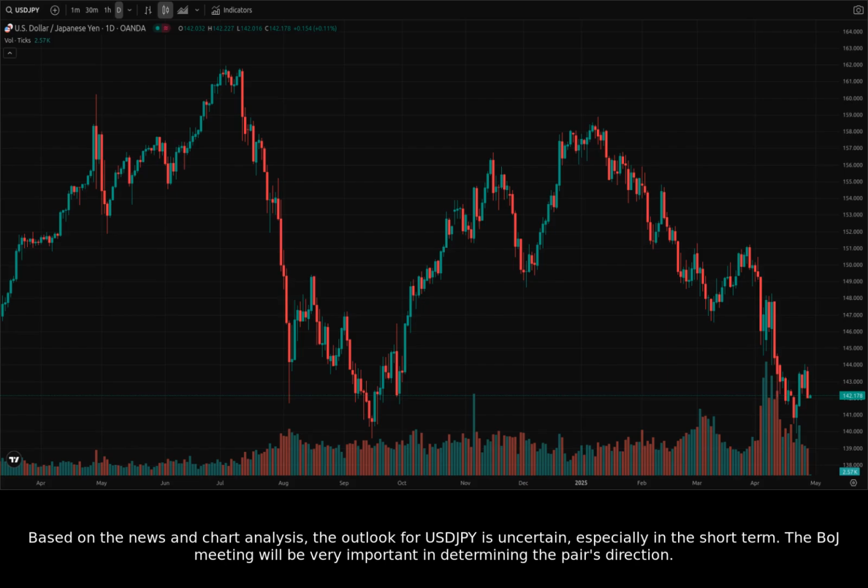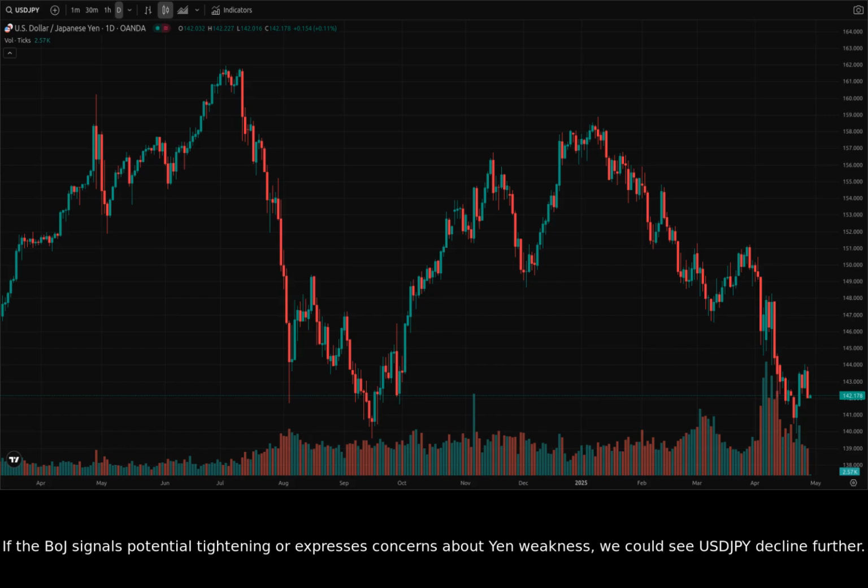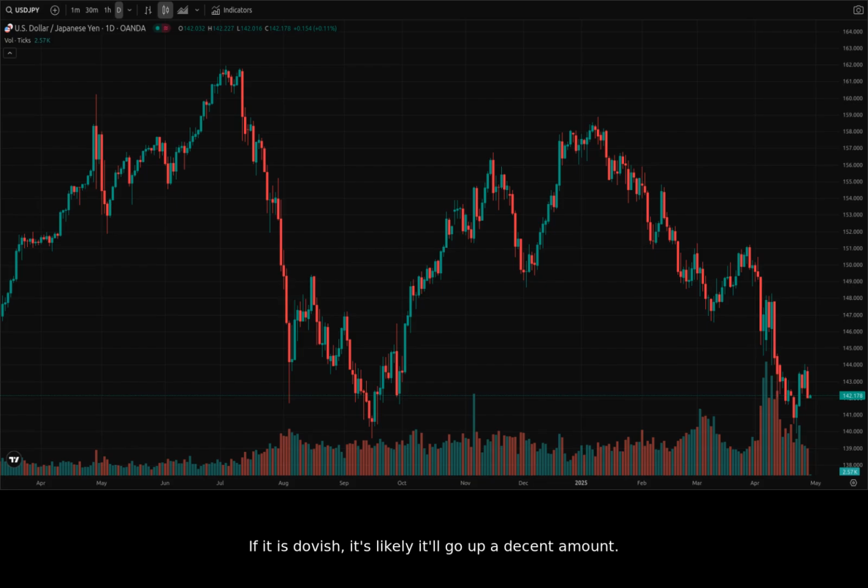Based on the news and chart analysis, the outlook for USDJPY is uncertain, especially in the short term. The BoJ meeting will be very important in determining the pair's direction. If the BoJ signals potential tightening or expresses concerns about yen weakness, we could see USDJPY decline further. If it is dovish, it's likely it'll go up a decent amount.